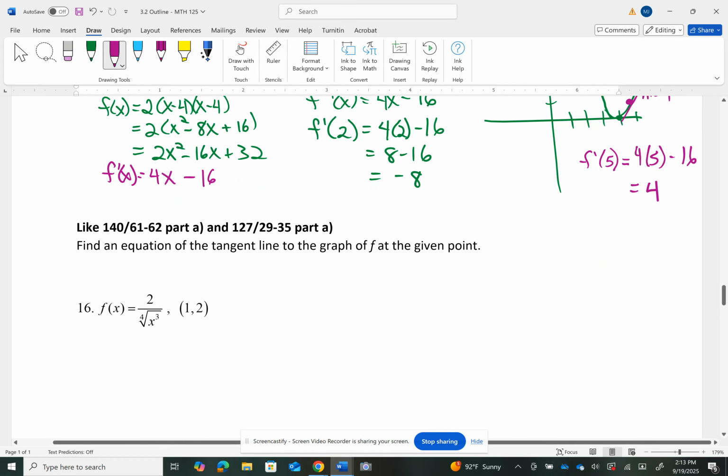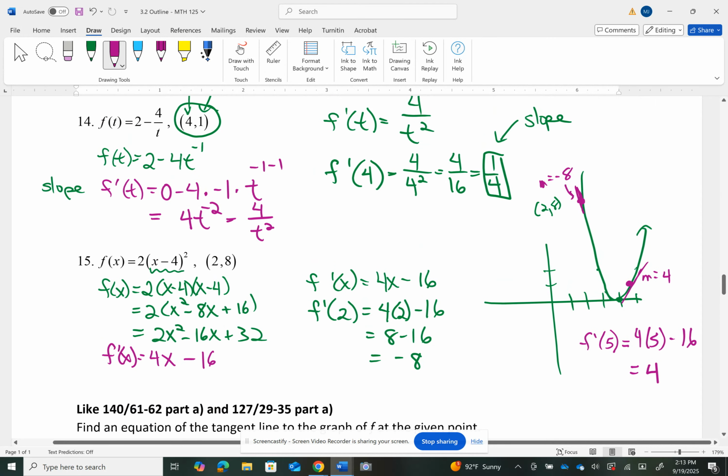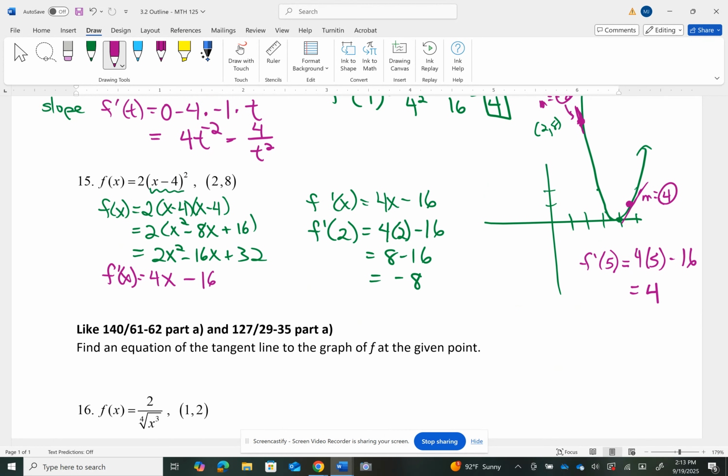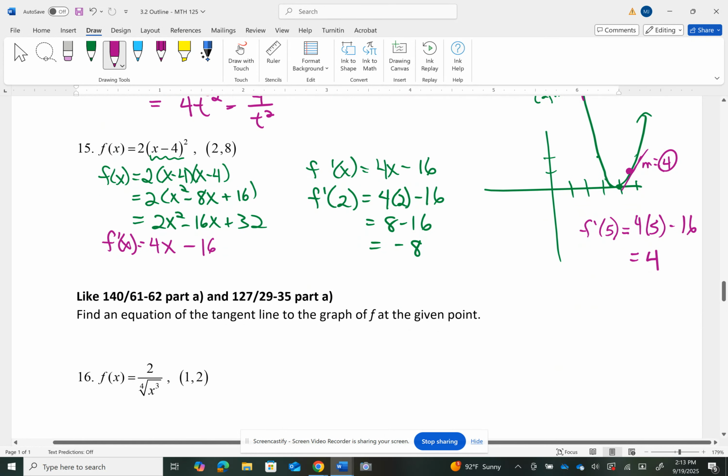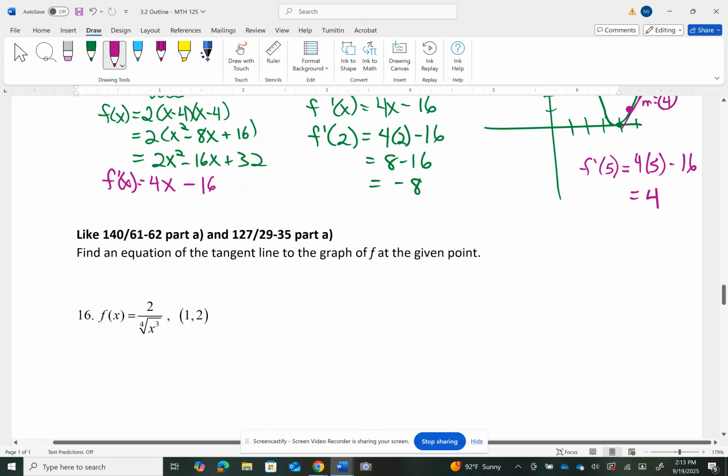Okay? All right. Now, one more thing you could be asked to do is to go on and get the equation of the tangent line. So instead of just getting what the slope of the tangent line is, actually going on and getting the equation for the line that's tangent to the curve at that point. So it just really adds one step to the process.